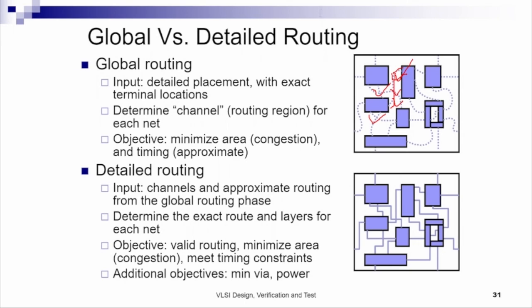Additional objectives could be to minimize vias. Vias are the connections between two distinct layers on a chip. So we have different layers on which the chip is designed. We have abstracted the chip as a single layer, but there can be multiple layers, and there are connections between layers. These connections are called vias, and routing or wiring is typically done through metal layers. There are metal layers and polysilicon layers through which wiring can be done, and the connections between these layers are called vias. One of the objectives of routing could be to minimize the number of vias.